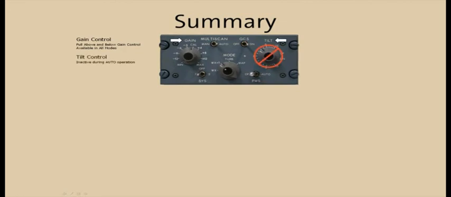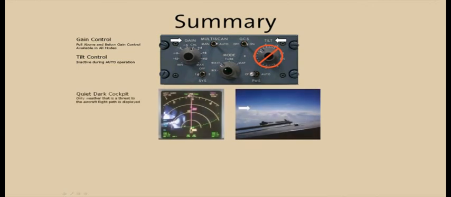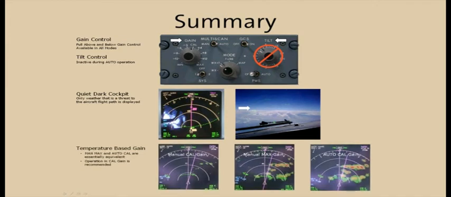First, when operating in auto mode, the tilt control is inactive. Second, in auto mode, Multiscan utilizes the quiet, dark cockpit philosophy, and weather that is below the aircraft flight path is not displayed. Third, automatic temperature-based gain increases the gain as the aircraft climbs into colder regions, resulting in a picture that is very similar to manual max gain at cruise altitude. Operation in Cal gain while in auto is recommended.